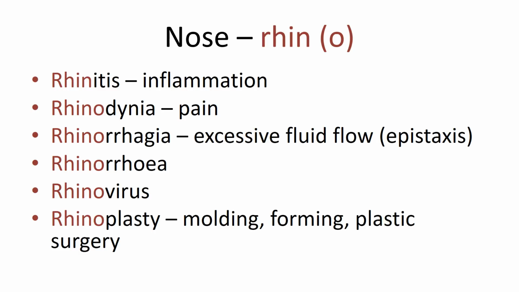Rhinodynia refers to pain. Dynia is one of the suffixes that means pain. Rhino, of course, to do with the nose. Now, rhinorrhagia refers to excessive fluid flow. That rhagia part refers to flowing. Now, it doesn't have to refer to blood, but very often rhinorrhagia is used to describe a copious nosebleed where there's a lot of bleeding.